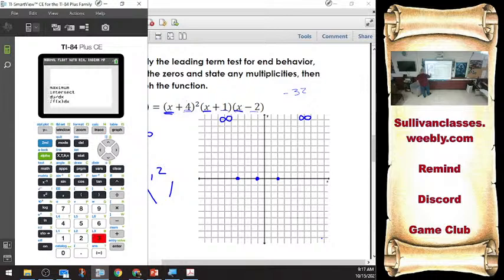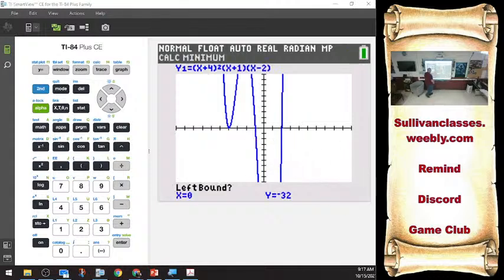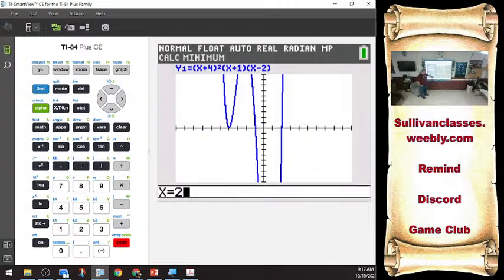Calculate a minimum. Whew! Do they hang low? Somewhere between -1 and 2.